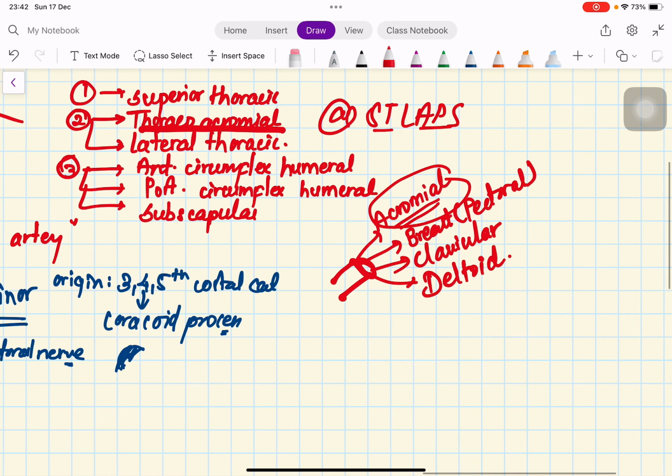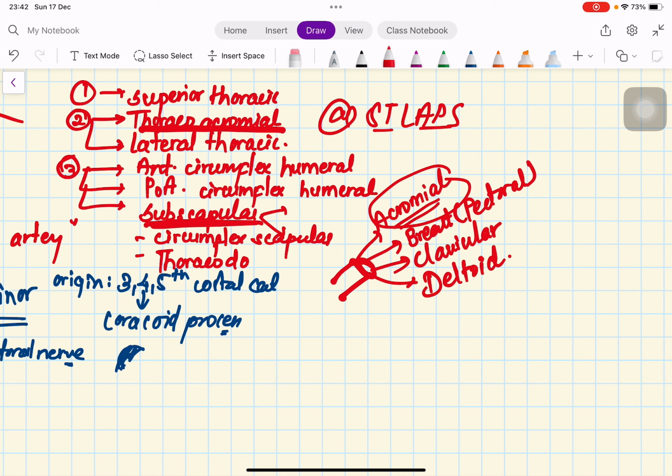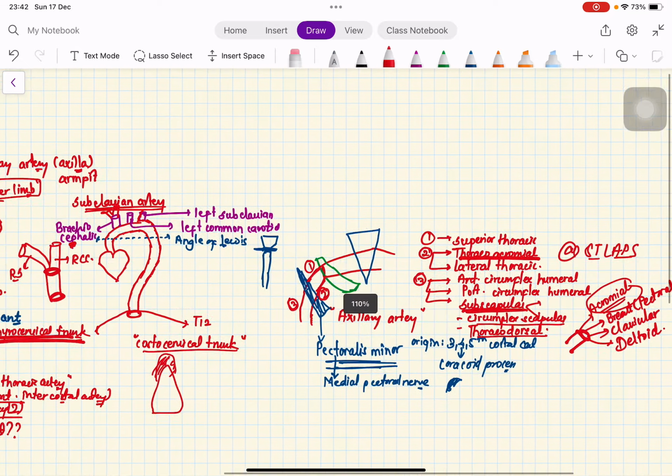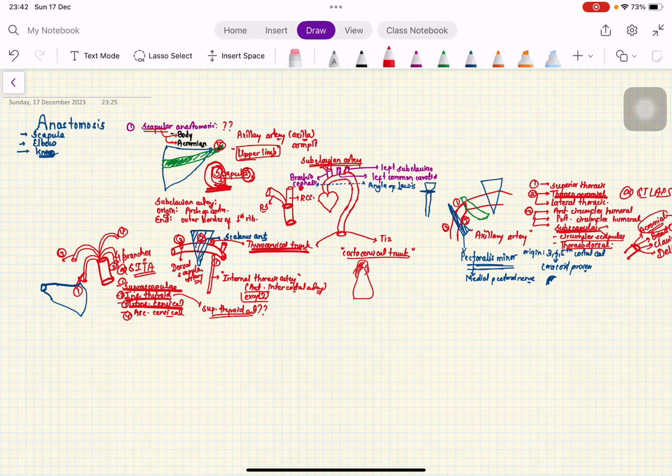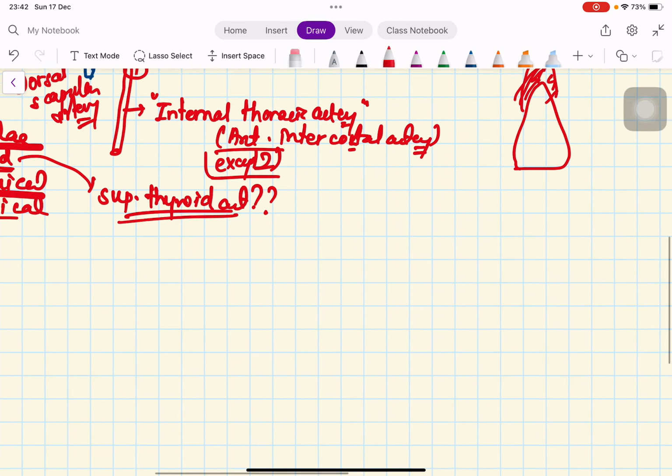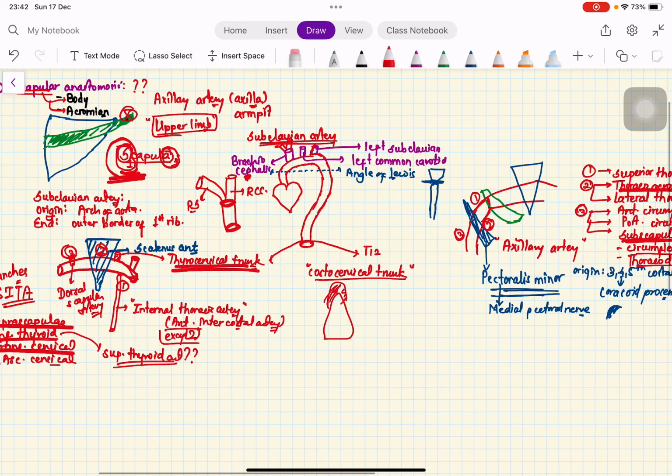Furthermore, this is the subscapular, and this subscapular will again give two parts. One is the circumflex scapular, another is called the thoracodorsal. Great. So one is the circumflex scapular, and the other is the thoracodorsal. Okay, I think with this I'm now able to make you understand the full concept of the scapular anastomosis.